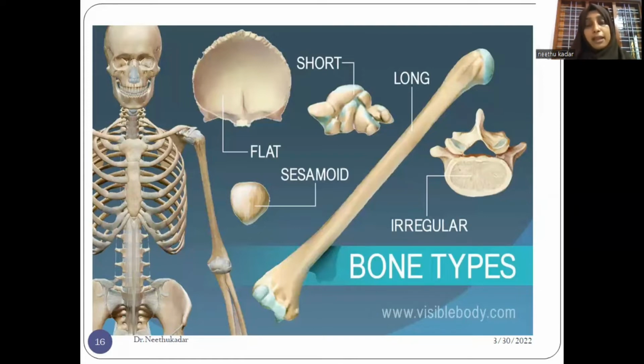It lacks a marrow cavity. Sesamoid bones develop in the tendons where there is considerable pressure, friction or tension. An example is the patella.